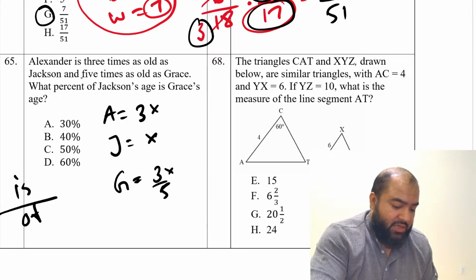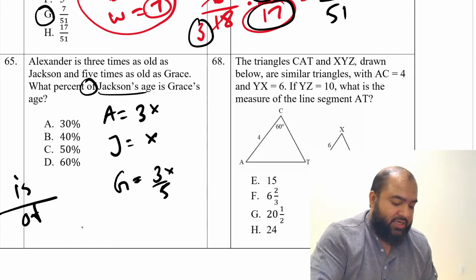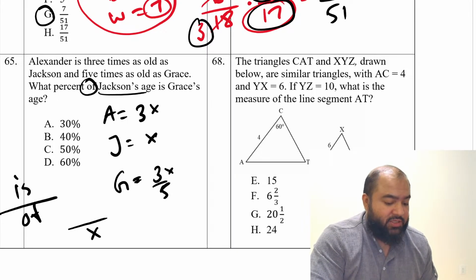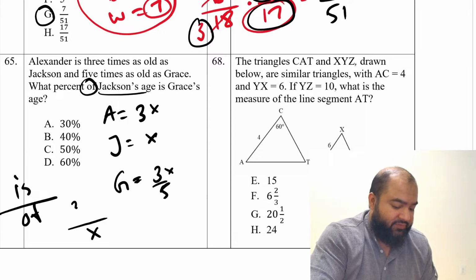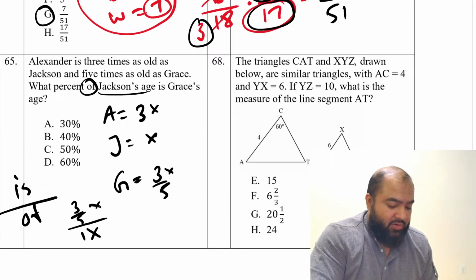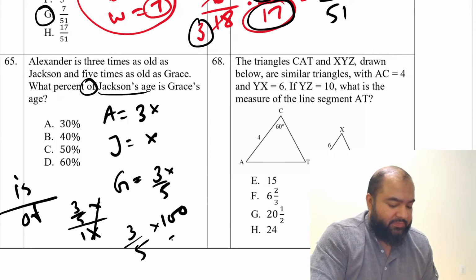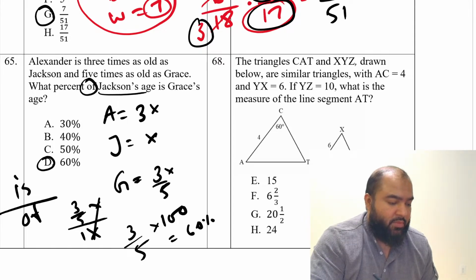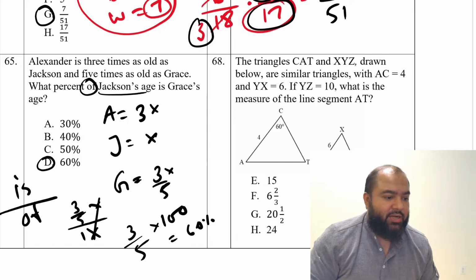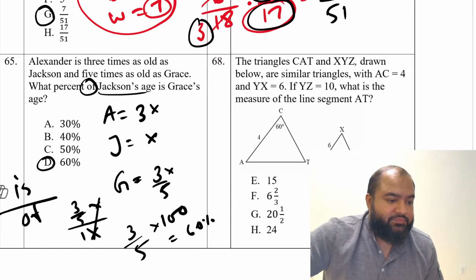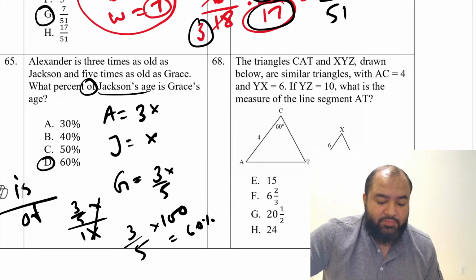Now what comes after the of? Jackson's age. So Jackson goes in the denominator, which is x. What percent of Jackson's age is Grace? Grace is 3/5 of x. Now x and x cancel out, so it's just 3/5. Then you multiply by 100 to make it a percent. So that's 60%. Yeah, that's correct. Tenzin, good job. Now, let's go to the next part.